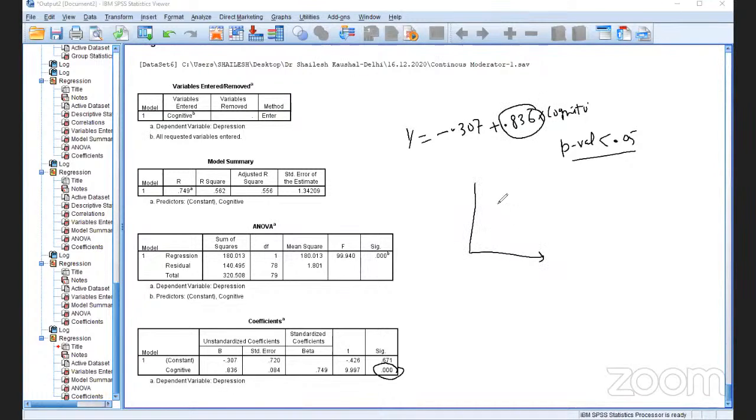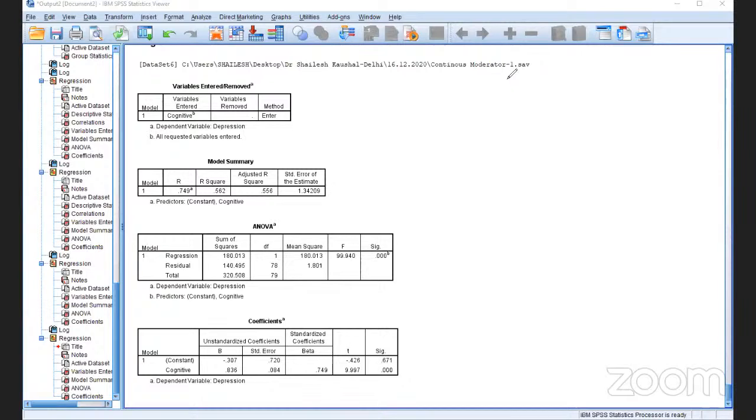Positive relationship means as your negative cognition increases, negativity increases, your depression level also increases. Okay, because there is a positive correlation between them. This is the sign. Positive sign tells us the relationship between the dependent and independent variable is positive. So it is positive as well as significant. Now we can see through the graph also, and the value of correlations. So through graph and correlation we can also check.